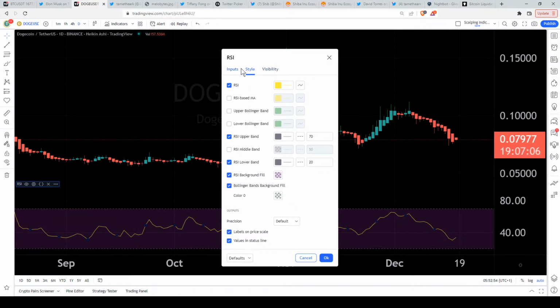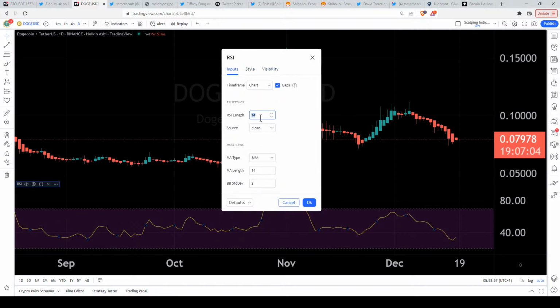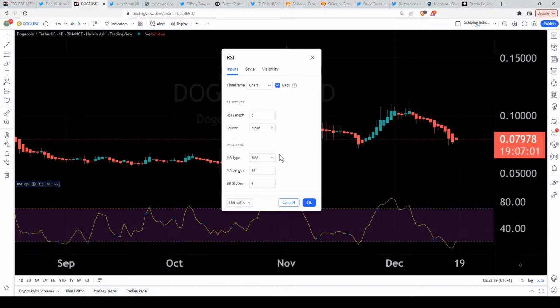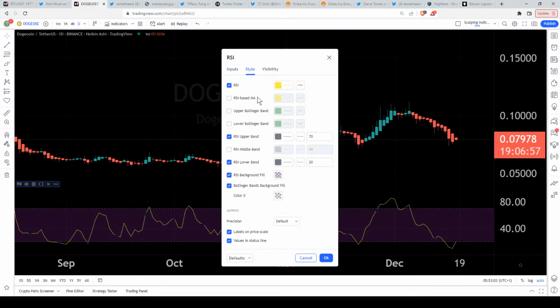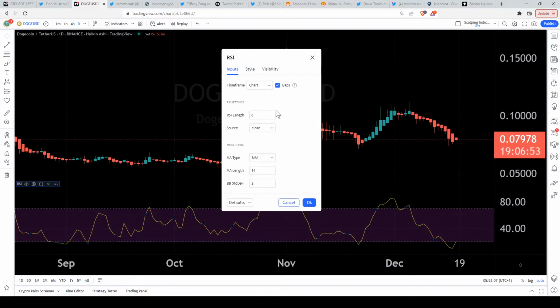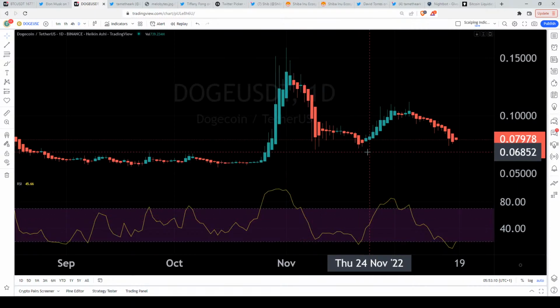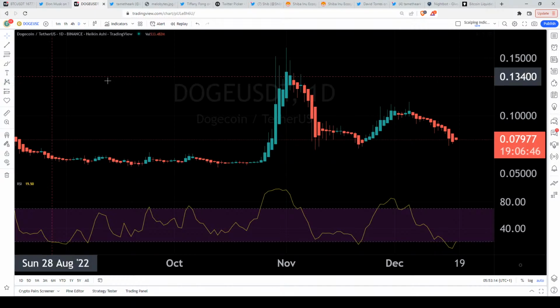For my input, I can put my RSI length. I don't have the moving average RSI on here. RSI based on moving average, you can do that as well, but I'm keeping default for now. So this chart is a Dogecoin chart.